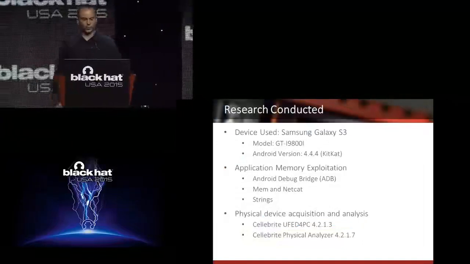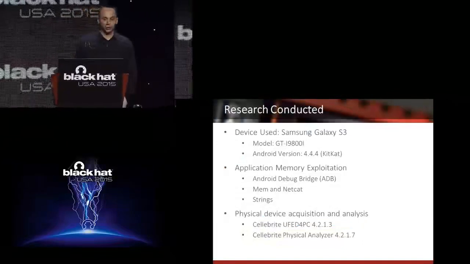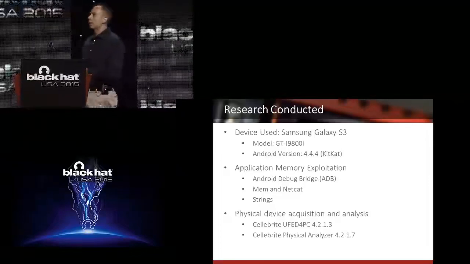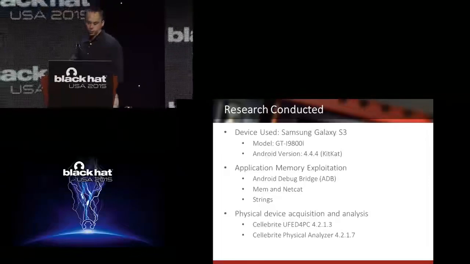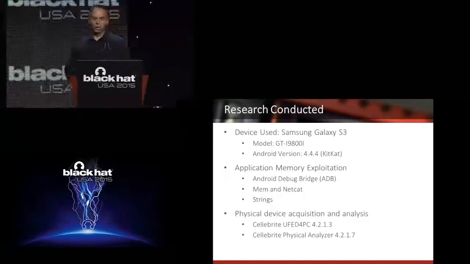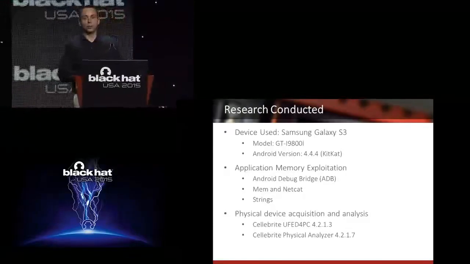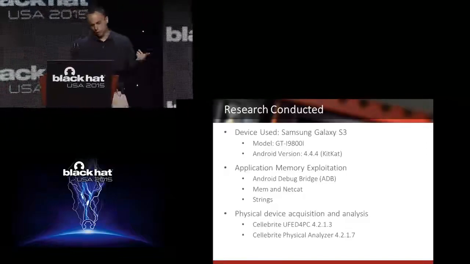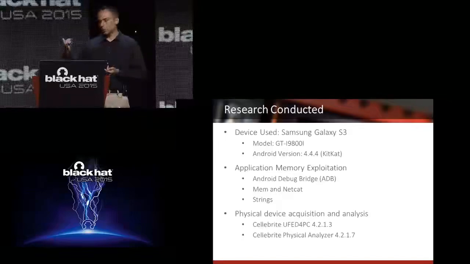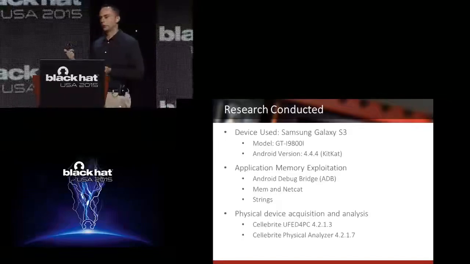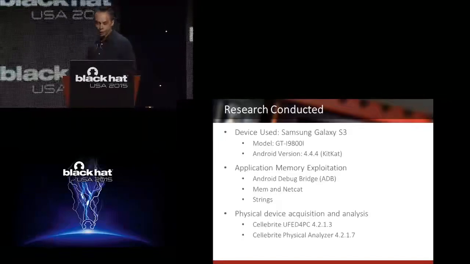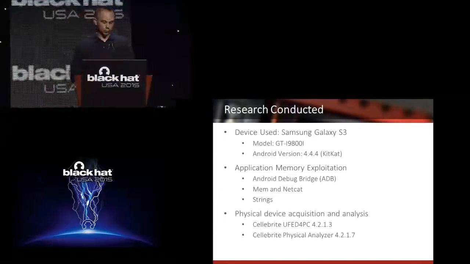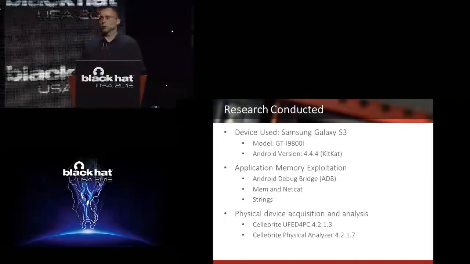So here's what we did. We took a Samsung Galaxy S3 running KitKat. We captured volatile memory. We used Android Debug Bridge, which is a free Google tool. We connected it to the phone and created a shell window on it. We then pushed Mem and Netcat, two free open source tools. You can download them from GitHub. Mem is supported by Donnie Tyndall, who is a brilliant instructor. So we pushed those to memory.